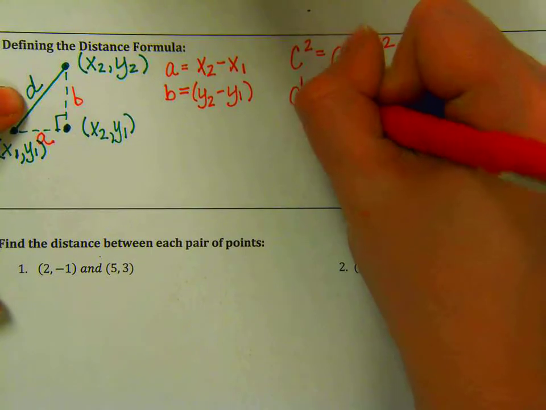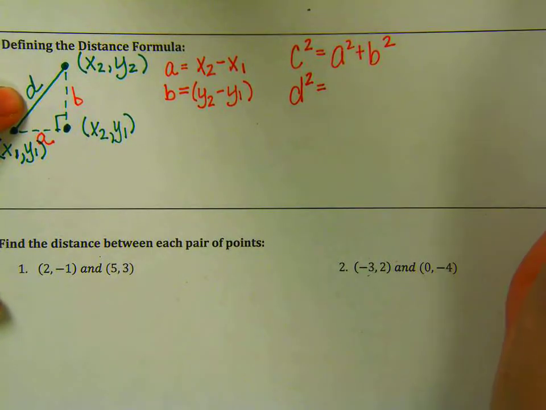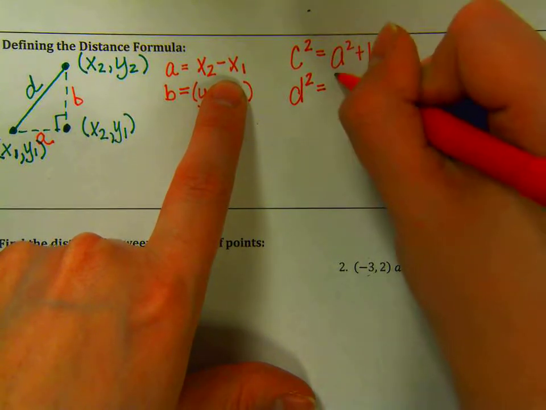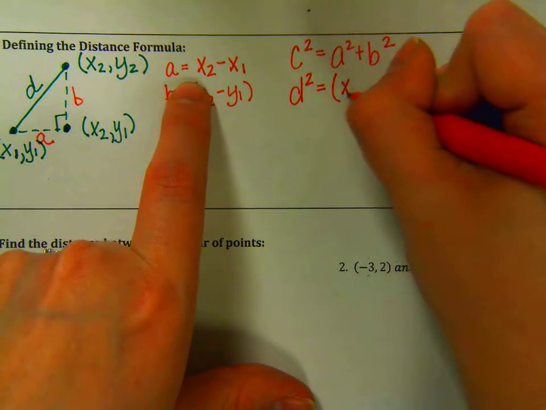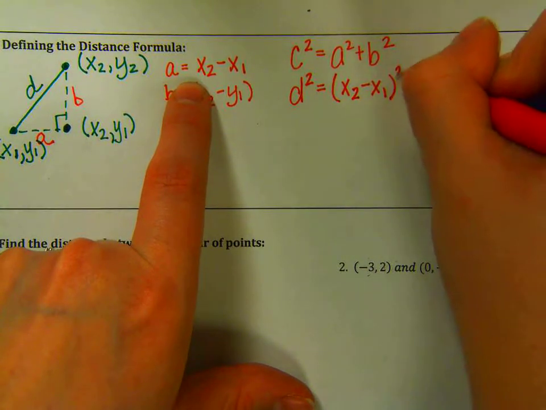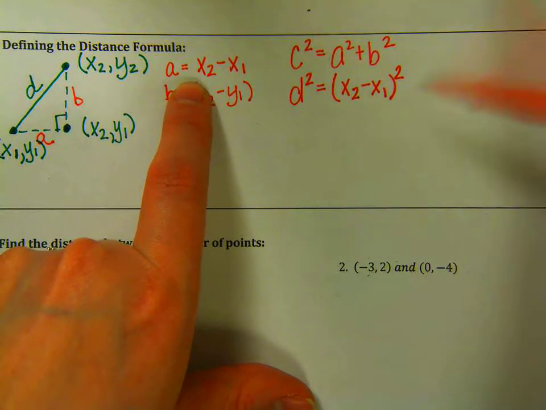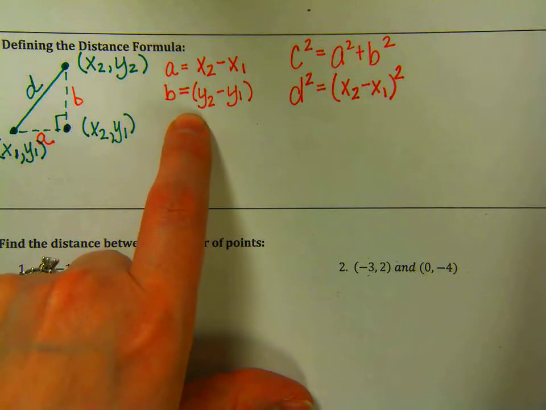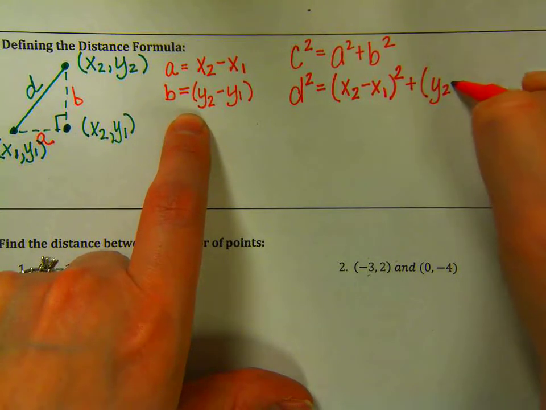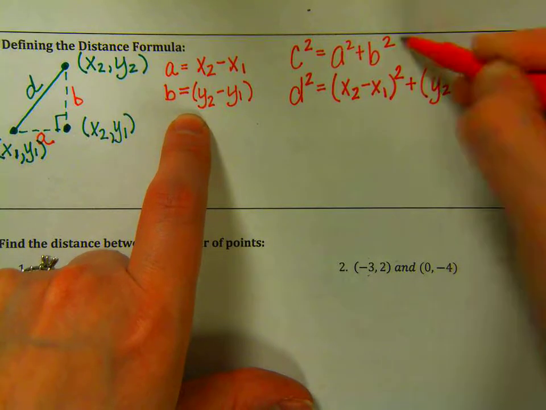So D squared equals, now A is x2 minus x1. So I'm plugging in my A value, x2 minus x1, but it has to be squared, and adding my B value, and my B value is right here. So plus y2 minus y1 squared.